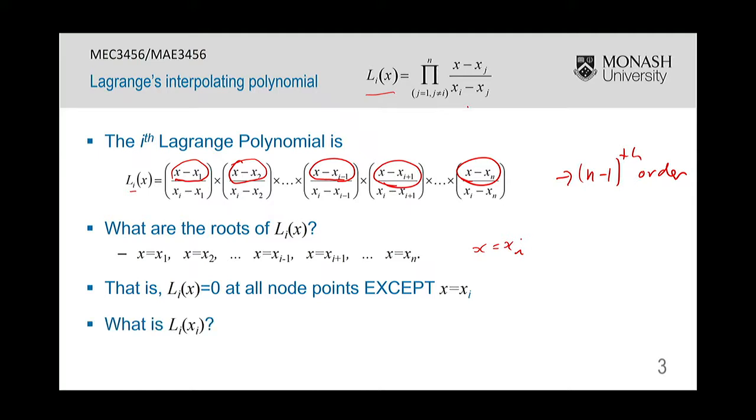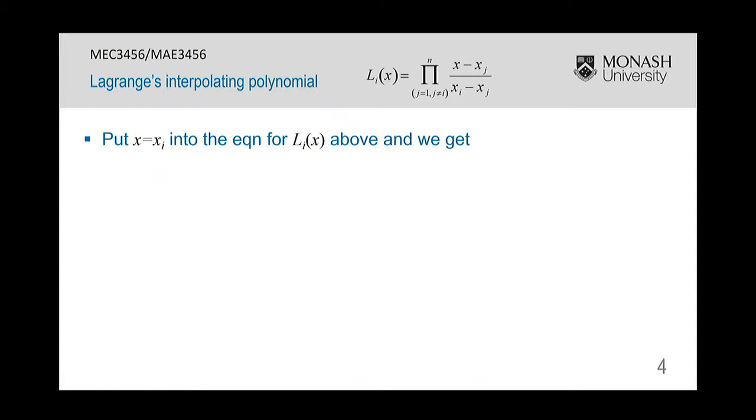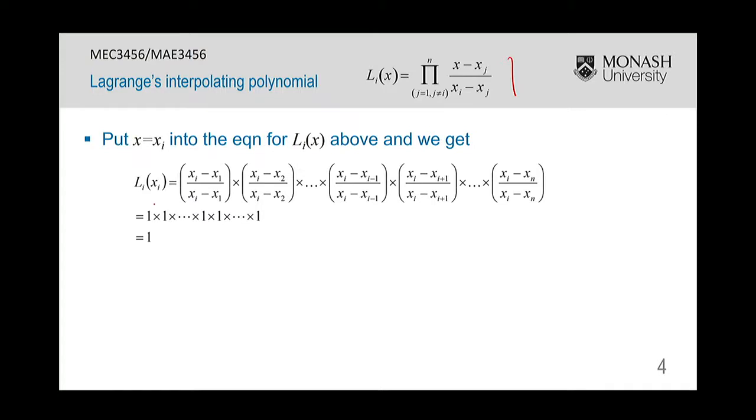Raises the obvious question, well, what is the value of the Lagrange polynomial at the point xi? Well, let's take our expression for the polynomial and let x equal xi. This then equals, first term becomes xi minus x1 divided by xi minus x1. The second term is xi minus x2 divided by xi minus x2, etc., all the way down to the end. That's just equal to 1 times 1 times 1, which is equal to 1.